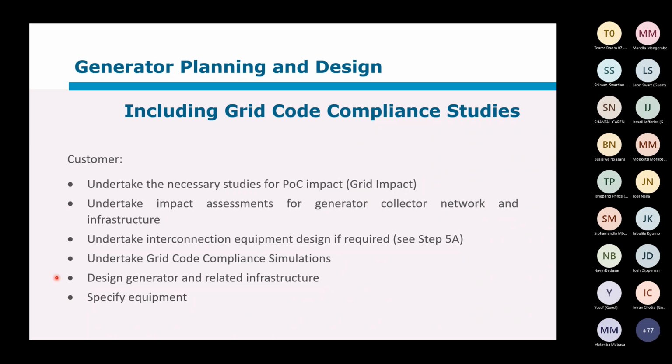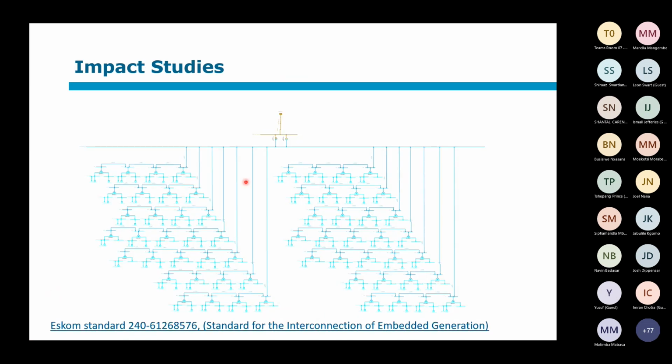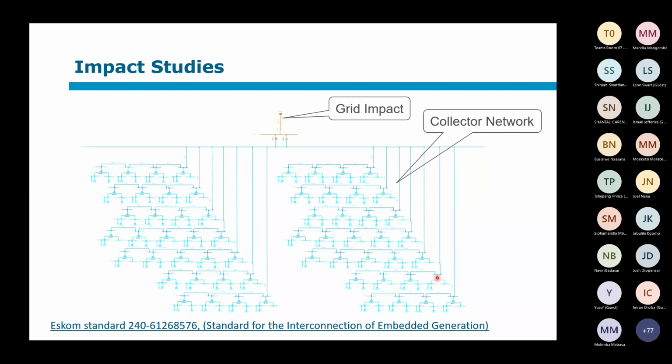Then generator and related infrastructure and specify the equipment. And what are each of these equipment pieces? I've got listed here at the bottom the ESCOM standard that we will look at this afternoon. That's going to tell them at this interconnection point, how do I design that part of the network for both parties, both the distributor and the generator. So firstly, he looks at the grid impact at this point of connection. Then he's going to look at his collector network, lines not overloaded, voltages within spec.